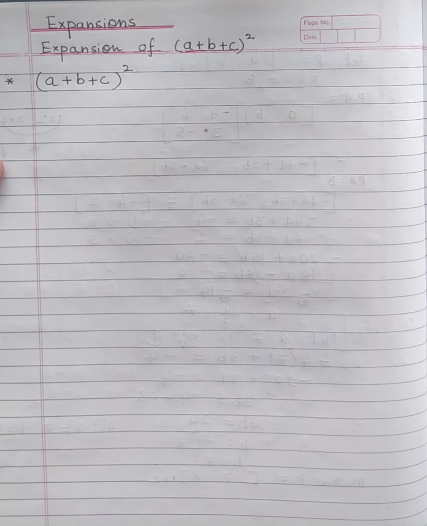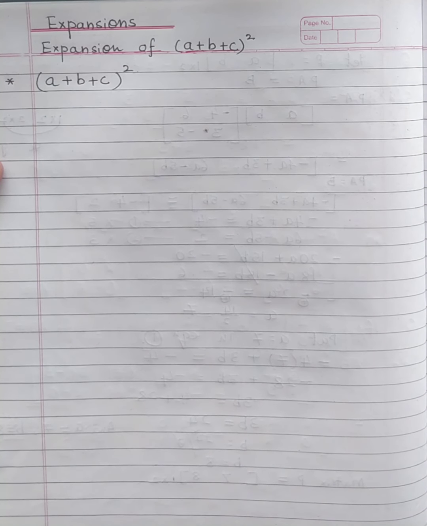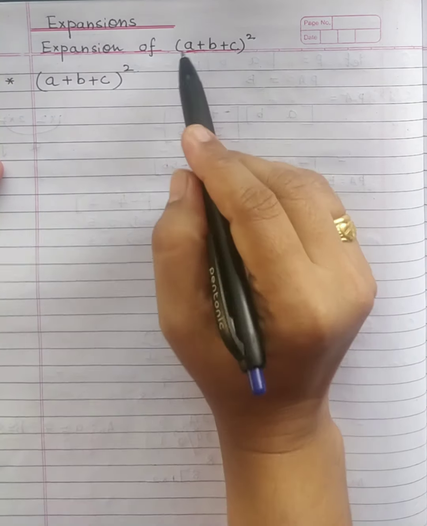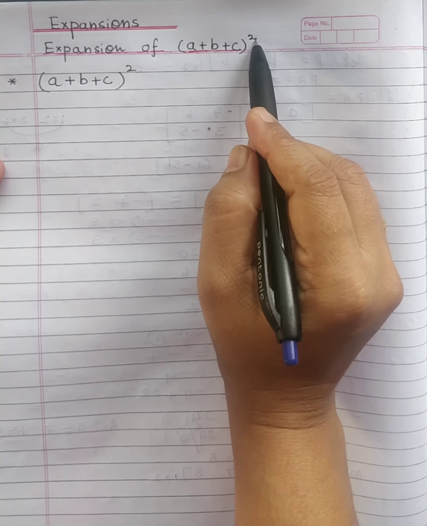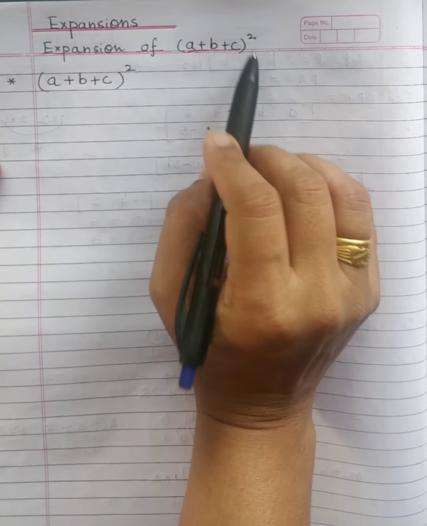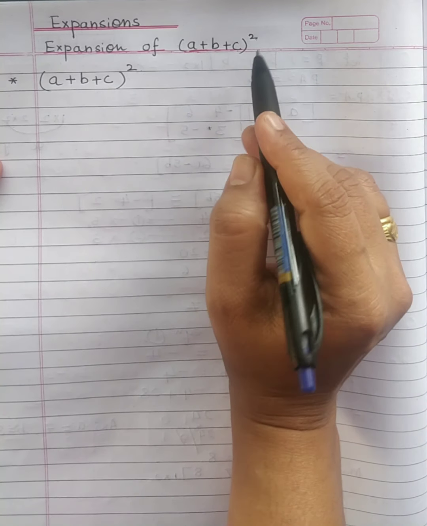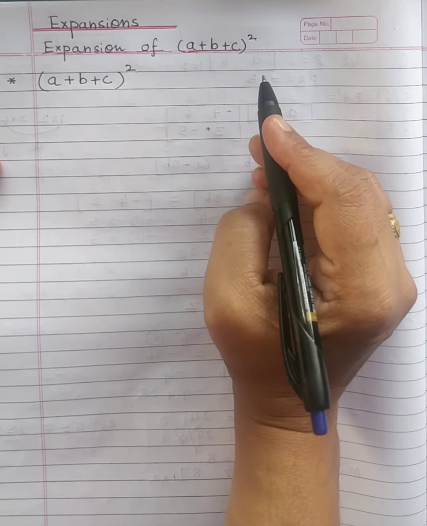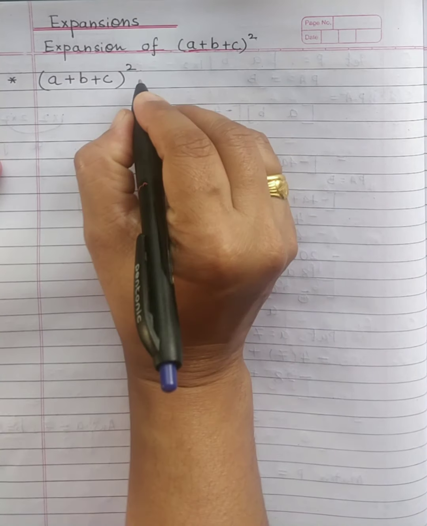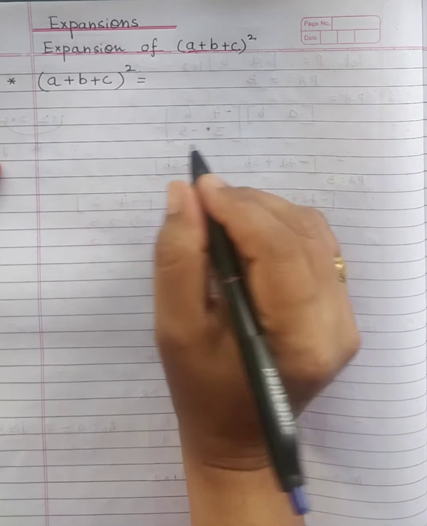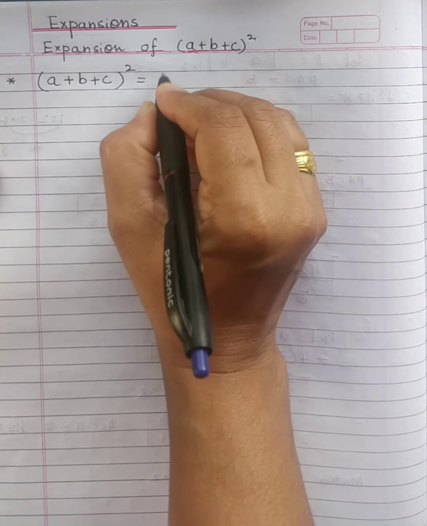Hello children, we are studying expansions. Today we shall see how we expand (a + b + c) the whole square, right? You can derive the formula yourself also, as earlier we have discussed the geometrical proof of (a + b) the whole square. That is left to you. You can take the help of your textbook. I am giving you directly the expansion here.